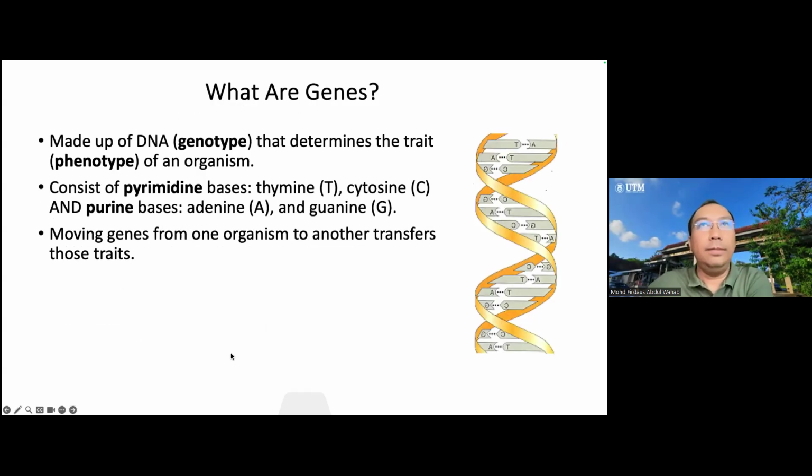Okay, so we know this also. What are genes? Genes are made up of DNA. We call the genetic makeup the genotype of the organism, and the genotype gives rise to the trait, what we can see, which we call the phenotype. As in high school biology, DNA consists of pyrimidine bases, the T and C, and the purine bases, the A and G. Genes are the component of the DNA that we normally move to another organism, which will also transfer the phenotype.